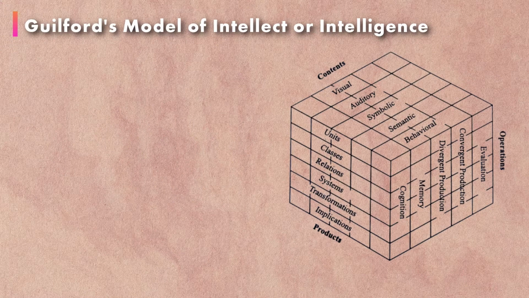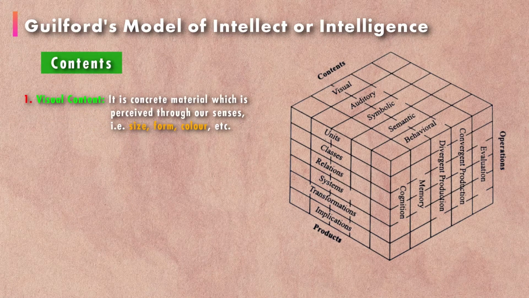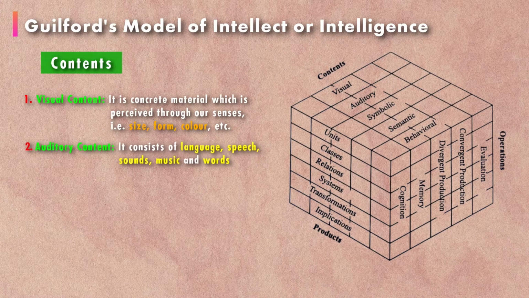What is implied by these contents, operations and products can be described through the following brief description. The first element of the contents is visual content, that is concrete material which is perceived through our senses, in terms of form, color, etc. Second is the auditory content. It consists of language, speech, sounds, music, and words.